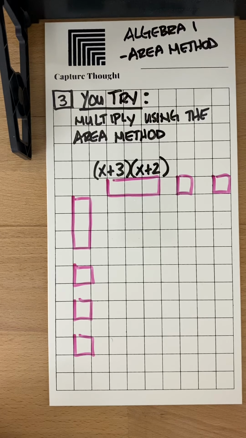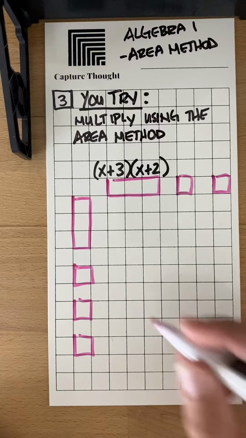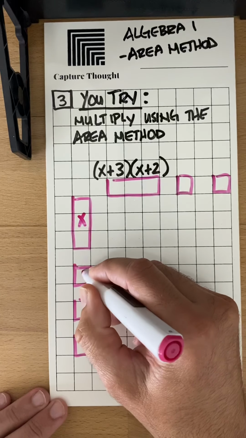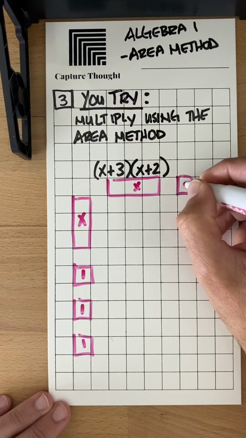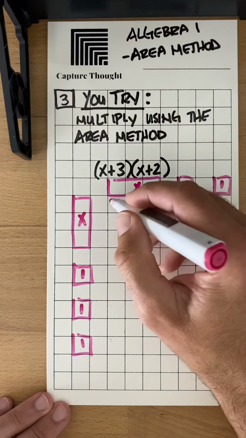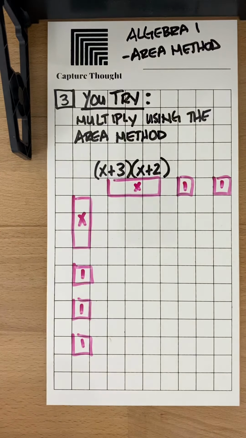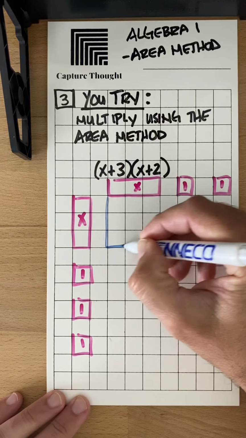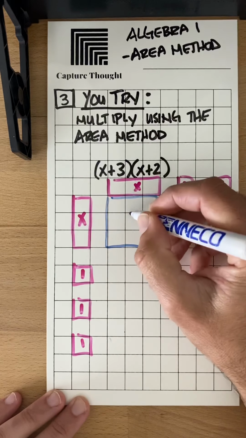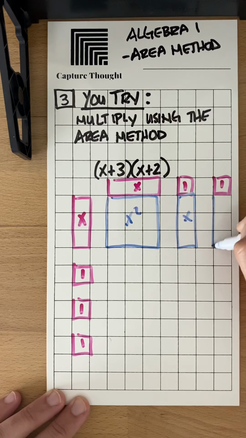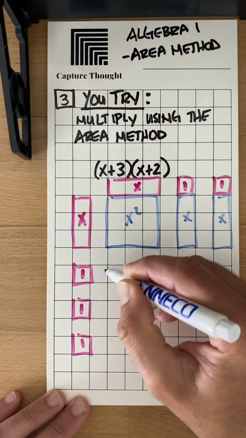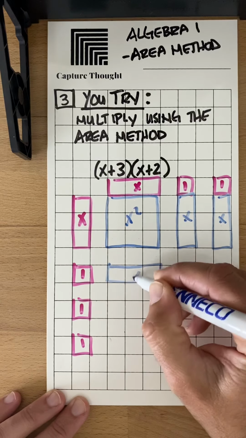Okay, hopefully you got what I got. If you didn't, here's how I did it, right? This represents x, this represents 1, 1, and 1 to make 3. This represents x, this represents 1 and 1. So I can see from this box right here that I would have an x squared, because x times x is x squared. This was worth an x, this is worth an x, this is worth an x.